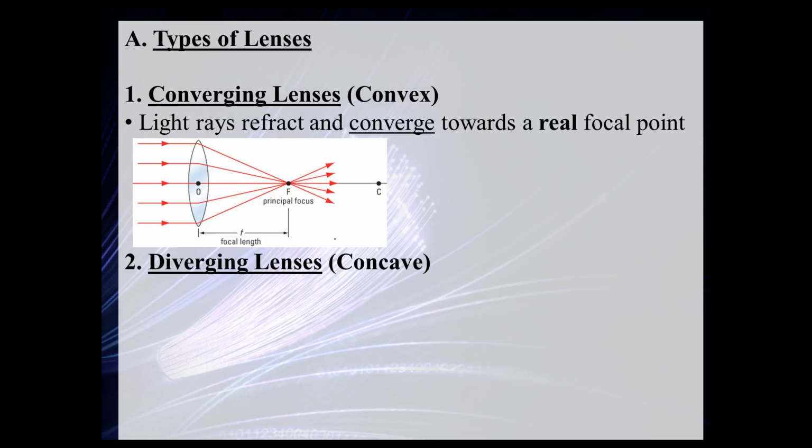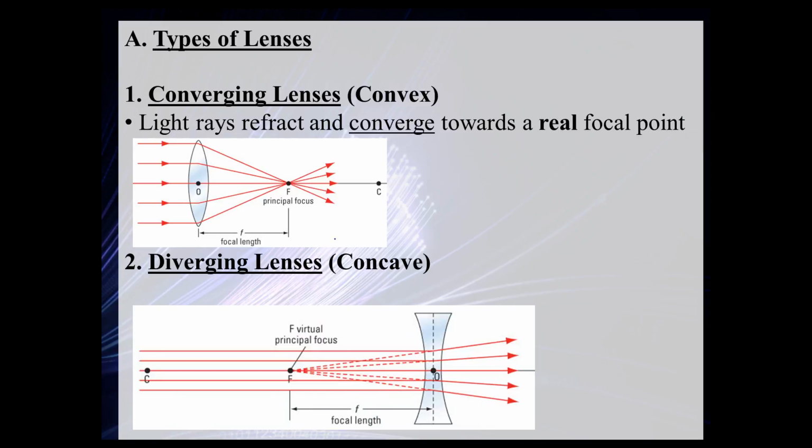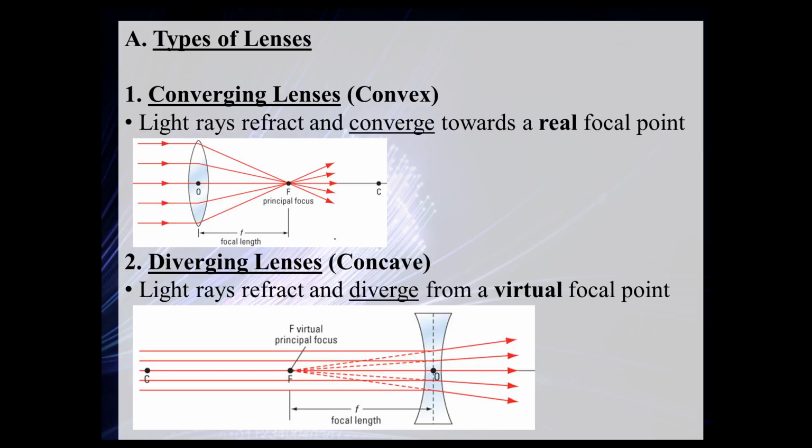We also have a diverging lens, or a concave lens. A diverging lens is one where rays of light diverge as if they are coming from a virtual focal point. So for a converging lens, or convex lens, the rays come together at a focal point. For a diverging lens, the rays spread apart, they diverge, as if they originated from the virtual focal point.